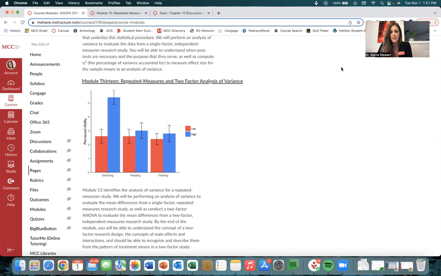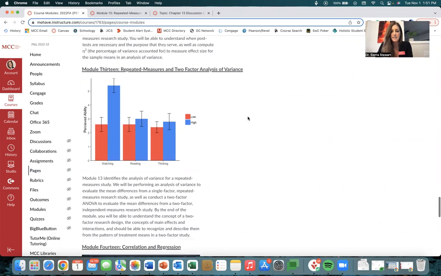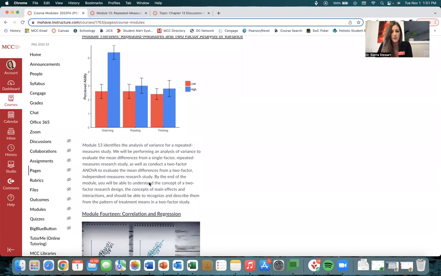Module 13, we're going to go over repeated measures and two-factor analysis of variance. So we're looking at ANOVAs again. This is going to be a little bit different. The biggest thing is that we're looking at a factorial ANOVA, which is really just using two or more independent factors and then a single response variable. We're going to be seeing how these things can affect one another.